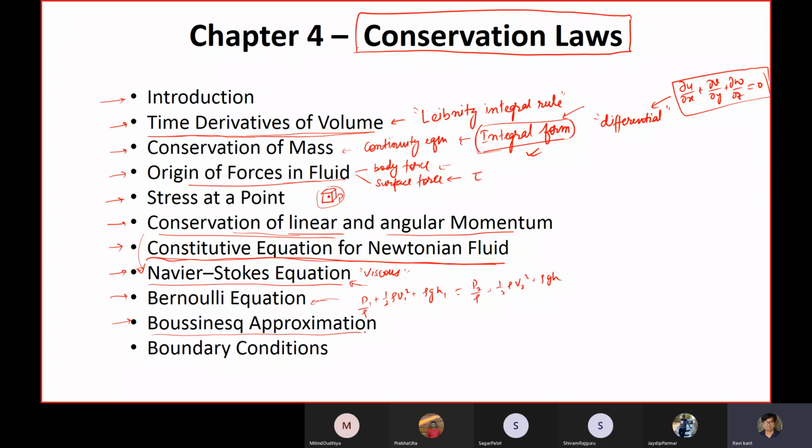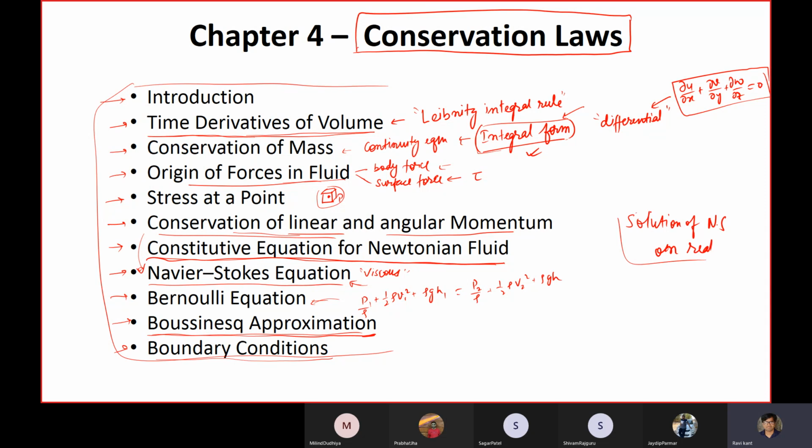We'll also look at the Boussinesq approximation, which in some way is closely related to the continuity equation. And we'll also see several boundary conditions that a fluid flow would be associated with. After finishing this chapter, we will be in a shape to work on real fluid scenarios, and we can actually seek the solution of the Navier-Stokes equation on real problems. That would be our next chapter.